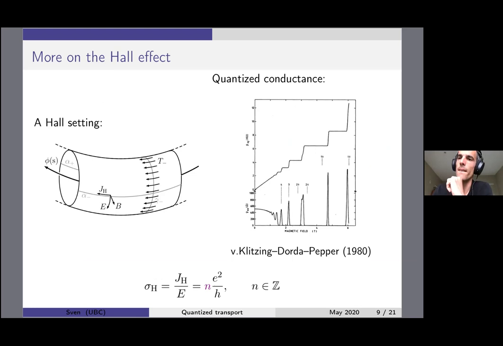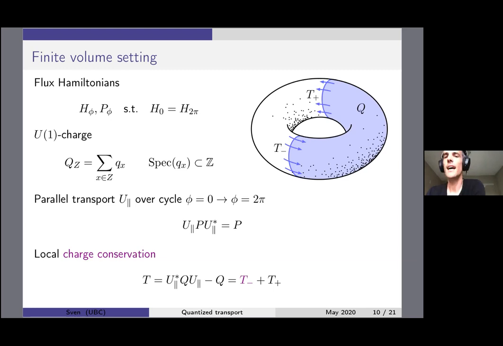Okay, because I'm in the setting I described in the beginning, I have a notion of parallel transport. This U parallel without any S here is the parallel transport of a whole cycle from 0 to 2 pi, and so it will map P onto itself again, because it's a ground state projector at 2 pi, which is a ground state projector at H equals 0.